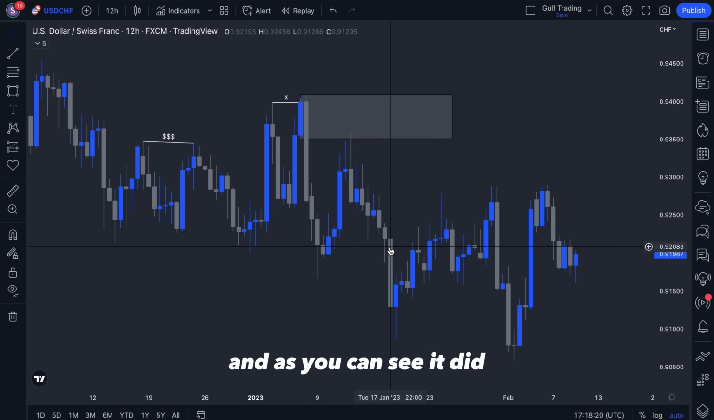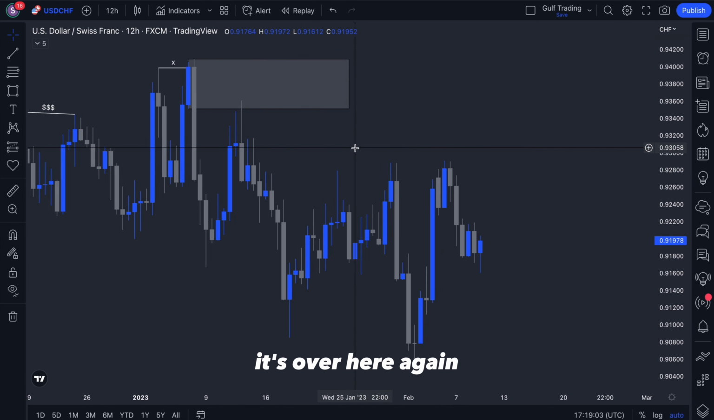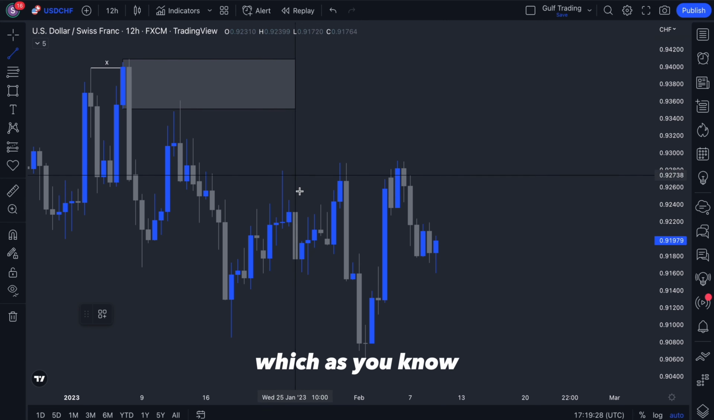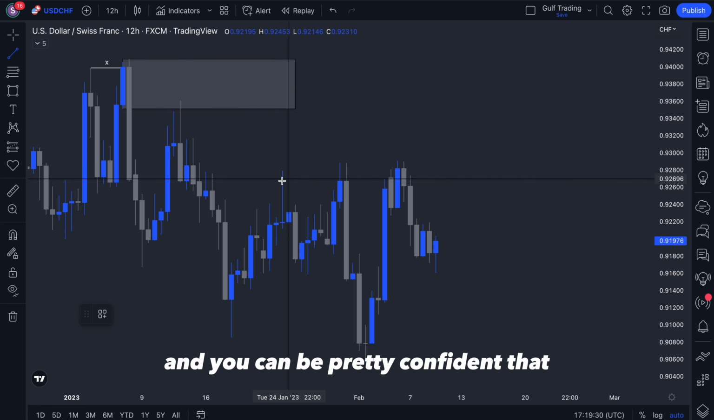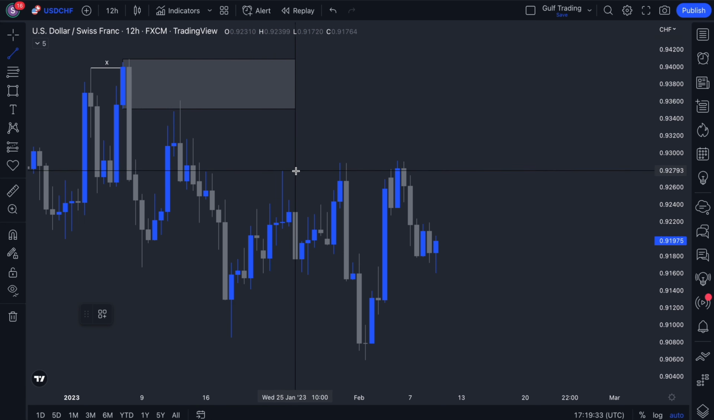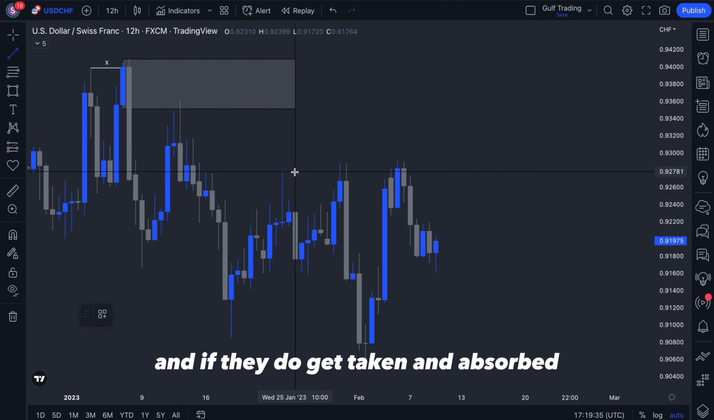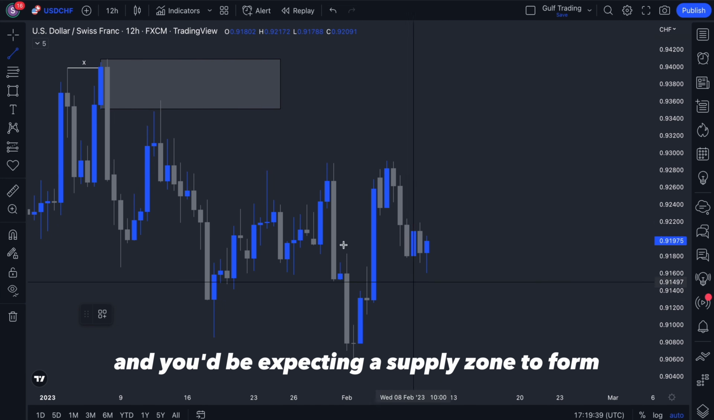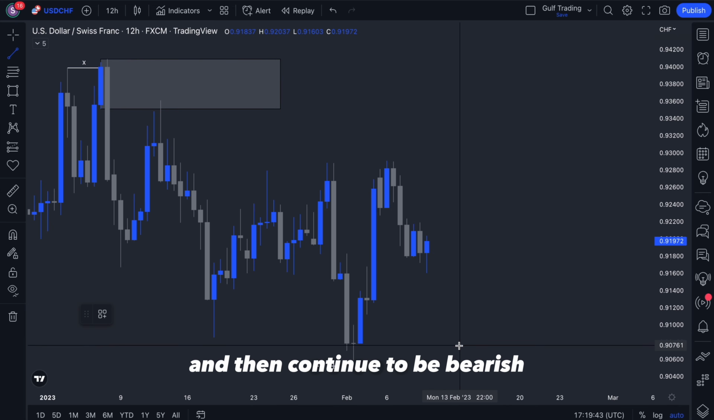And as you can see, it did. This is then the second trade that I was looking at over here. Again, you can see price pushing up. So you can see this weak high here, which, as you know, weak highs like to get taken, and you can be pretty confident that once they get taken, and if they do get taken and absorbed, then price is going to continue in its overall trend, which here is bearish, and you'd be expecting a supply zone to form, price pull back to the supply zone, and then continue to be bearish.